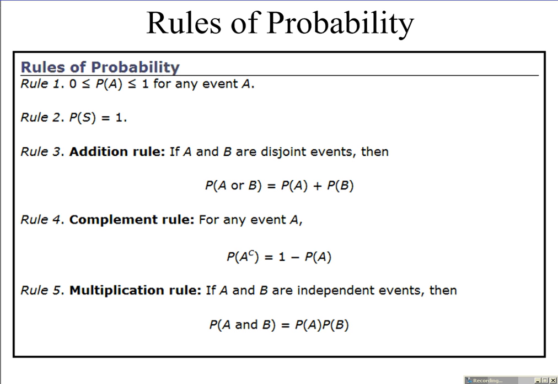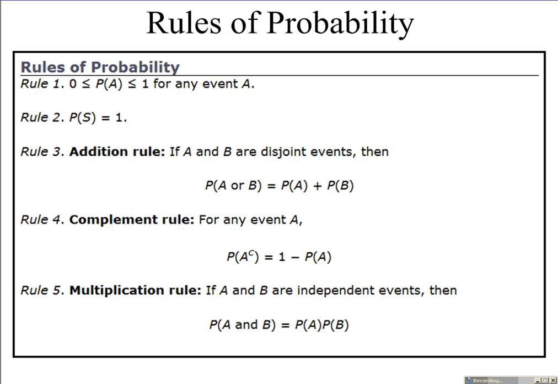Rule 1, probability of any event has to be a value between 0 and 1. If the probability is 0, that means that event cannot happen. If the probability is 1, that means that event will happen. And then obviously anything on the scale between 0 and 1, the closer it is to 0, the less likely it is to happen. The closer it is to 1, the more likely it is to happen. Probability of S, which is the probability that it is something in the sample space, is 1.